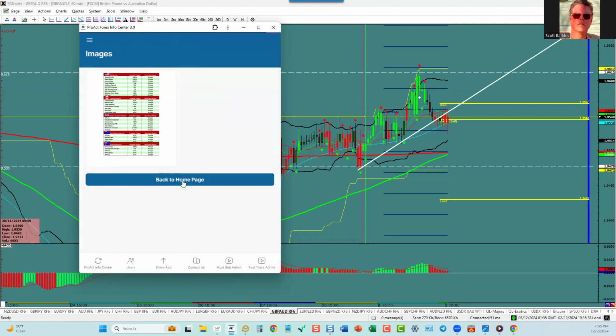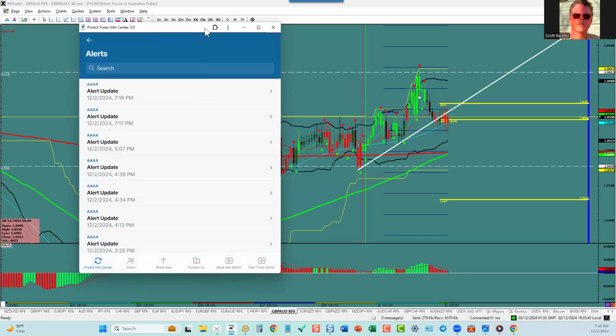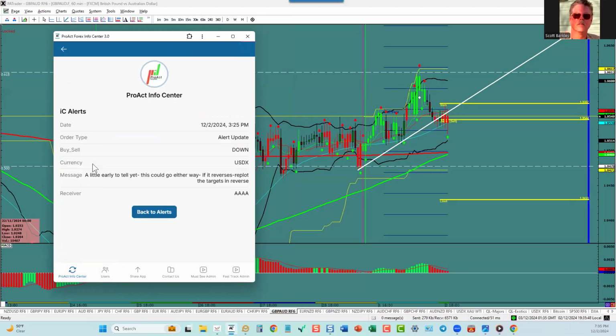And let me go back here to the alerts. All right. And so the first thing I did was I sent out the alert earlier this afternoon. And I said, I have the dollar index down, all right? A little early to tell yet. This could go either way. If it reverses, replot the targets in reverse.